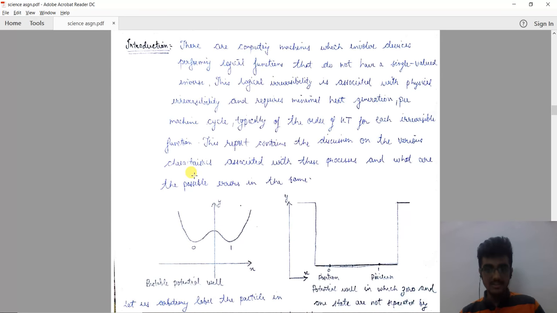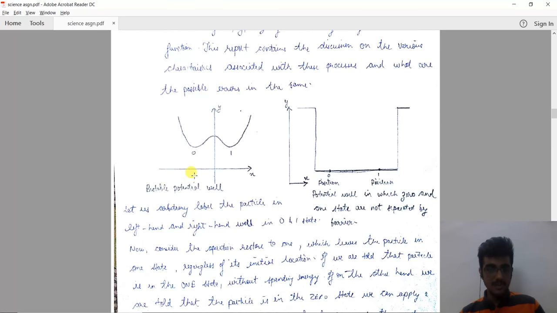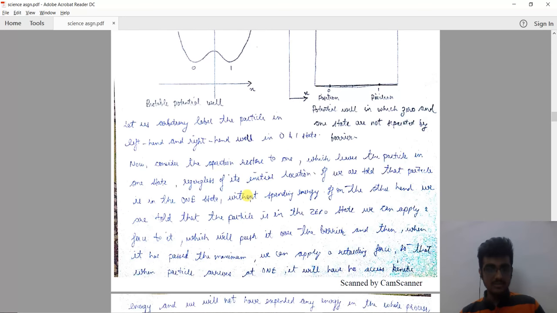This report contains a discussion of various characteristics associated with these processes and the possible errors in them. So this is the bistable potential well, as you can see, in which the 0 and 1 states are separated by the barrier. Let us arbitrarily label the particle in the left and right hand well as the 0 and 1 state. Now consider the operation restore to 1, which lowers the particle to the 1 state regardless of its initial location.